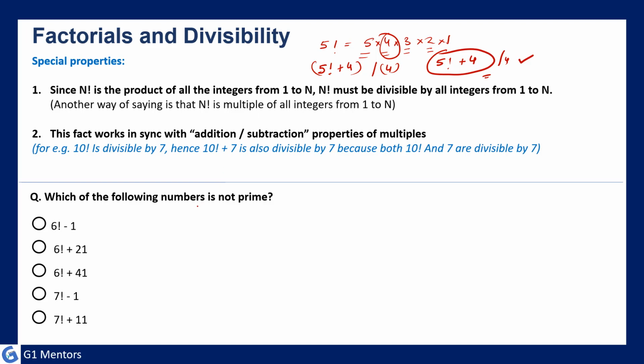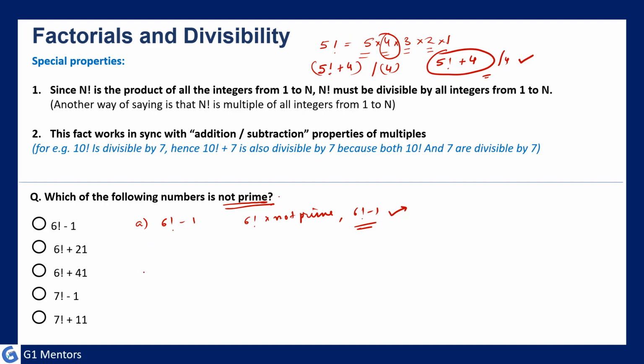Now let's see how the question can come. Which of the following numbers is not a prime? Let us see the numbers. In choice A, the number given is 6 factorial minus 1. We know that 6 factorial is not prime because it is divisible by 6, 5, 4, 3 and 2. If we see 6 factorial minus 1, it may be a prime number, it may not be a prime number. We can only find out if we calculate it. But in GMAT, we don't have that much time to do such big calculations.